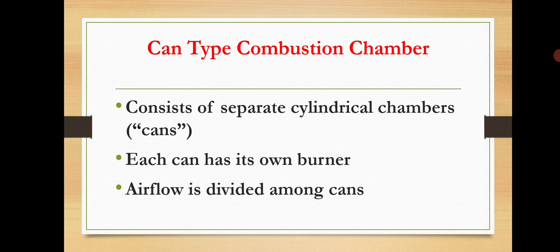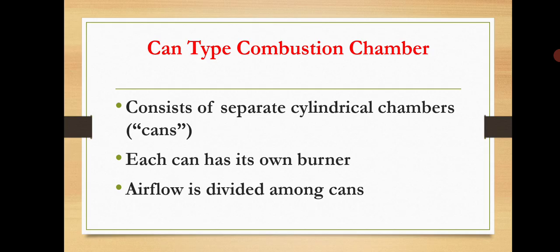A can type is a design used in gas turbine engine where combustion takes place in separate cylindrical units called cans. First point, consists of separate cylindrical chambers or cans. The combustion system is divided into multiple individual chambers. Each chamber is a self-contained unit. These are arranged in a circular pattern inside the engine.